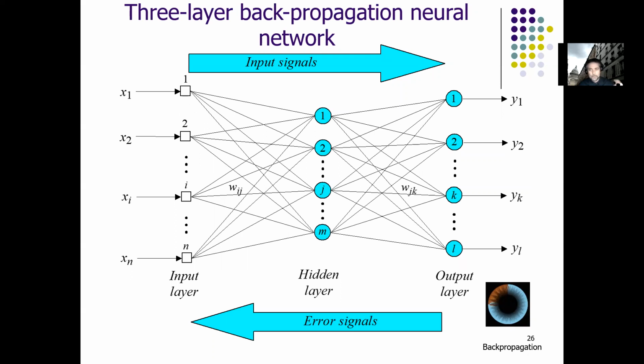One pass is called the forward pass, where the input signals travel from the input through the layers and go to the output. And then the calculation of the error, and the error signals are transmitted backwards, and they update the different weights of the network.